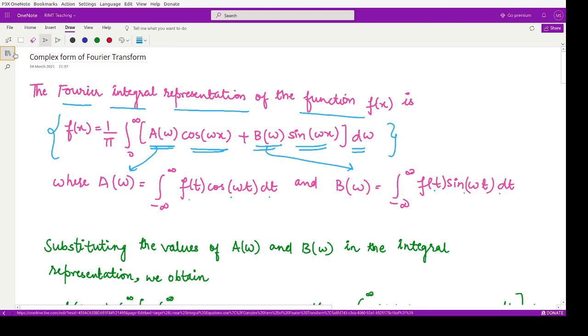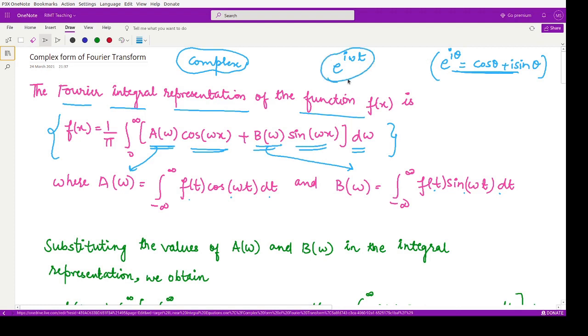So now in order to calculate the complex form for this integral, we want our integral to be in this form, e to the power iota omega t. So we have this formula that e to the power iota theta is equal to cos theta plus iota sin theta. This is the formula that we'll use, the Euler's formula. So we want our final series to be in this form. That is the complex form of Fourier transform.